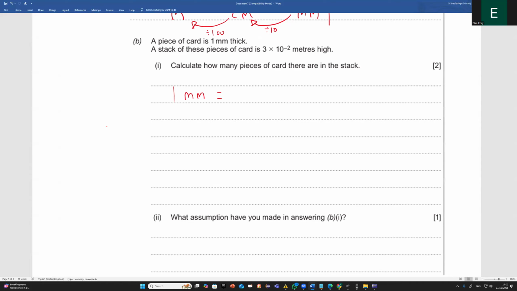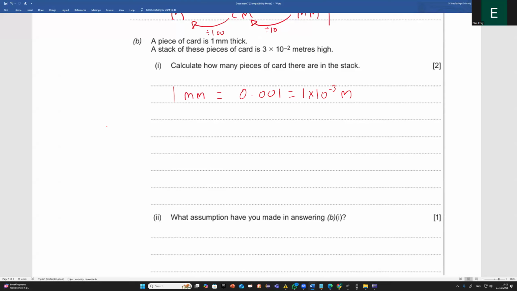So that would be 1 to the 10. That'd be 0.001, which is 1 times 10 to the minus 3 in standard form. So yeah, that's how thick the card is.